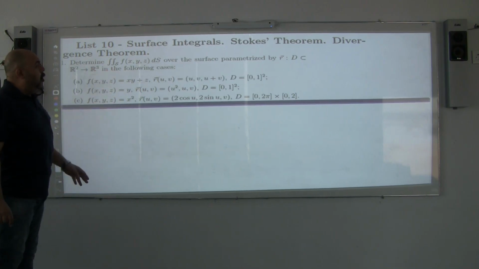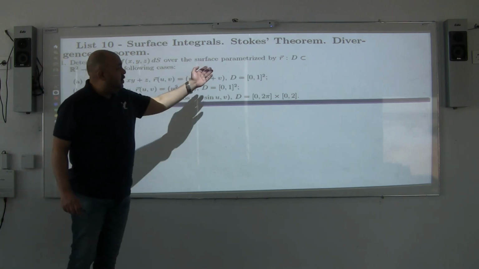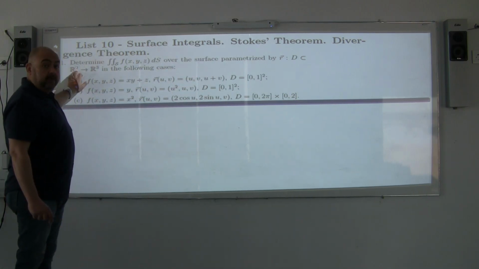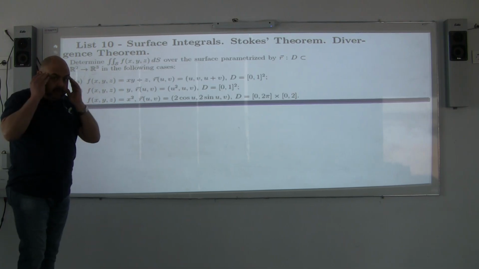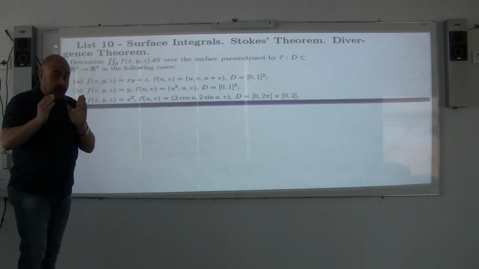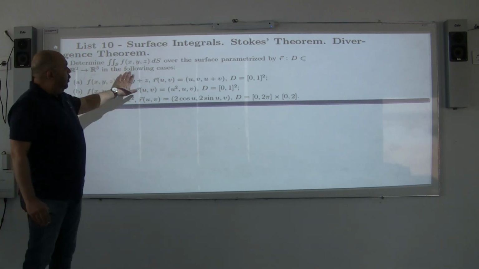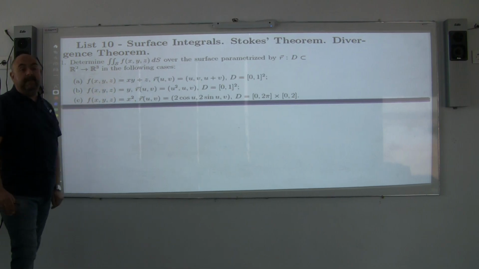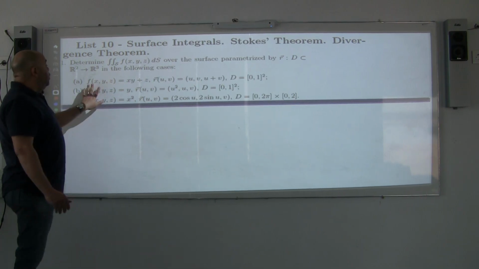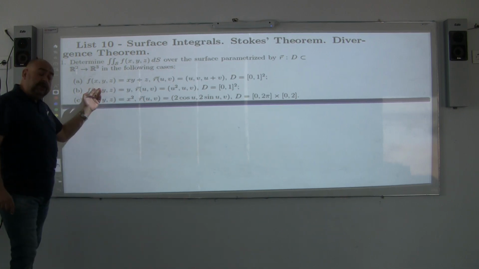over the surface parameterized by R, such that the domain is a subset of R2 into R3. Once he states that, I need to focus on the domain and how I am going to handle it in the following cases. He is giving you 3 problems. Let's start with problem number 1. He is giving you f of x, y, and z. Stop. You now have your f function.